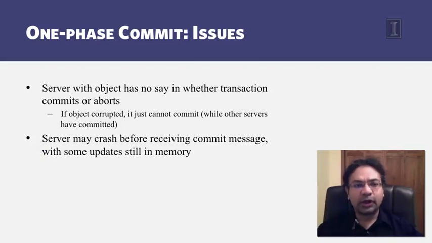Well, the first issue is that the servers storing the objects, servers 1 through 13, have no say in whether the transaction commits or aborts. These servers are after all machines, so they have memory, and the memory might be corrupted. For instance, the object that they're storing or the updates from that particular transaction may be corrupted, and in this case you'll end up with an inconsistent system, because as far as the transaction T and the coordinator are concerned, they have wanted to commit, but the server just cannot commit. It just cannot commit because it does not have all the necessary information there.